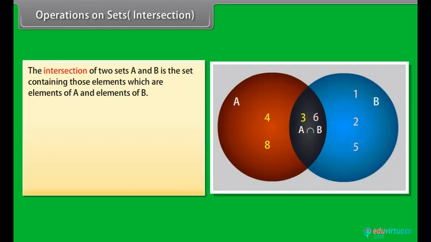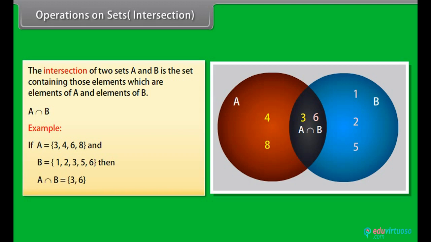Operations on sets, intersection. The intersection of two sets A and B is the set containing those elements which are elements of A and elements of B. We use this symbol for intersection. Example: if A is equal to {3, 4, 6, 8} and B is equal to {1, 2, 3, 5, 6}, then A intersection B is equal to {3, 6}. Look at this diagram now. This dark portion indicates A intersection B.